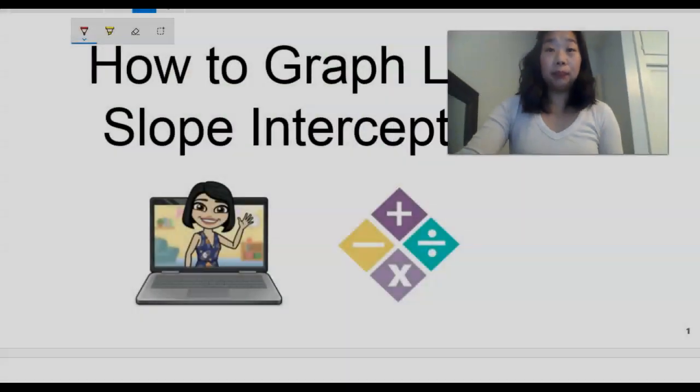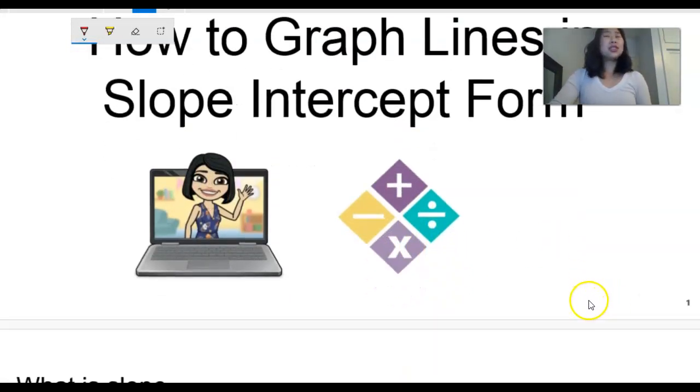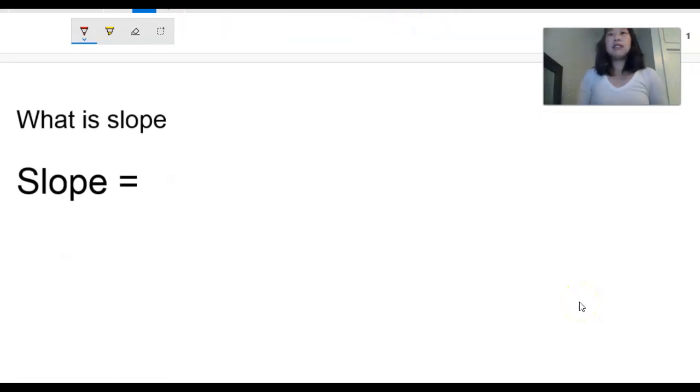Okay, so let's jump right in. I want to share with you exactly how I teach my students how to graph lines in slope-intercept form so that it makes sense, and more importantly, so that it's easy. Before we even get to graphing, I always have to talk to my students about what exactly slope is. So let's do a quick recap.